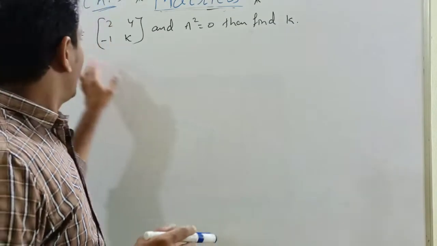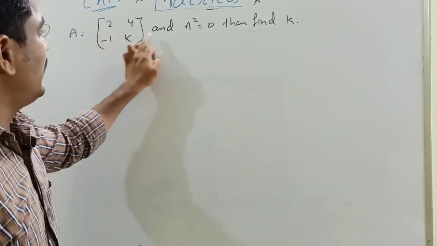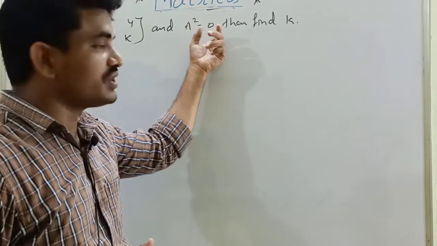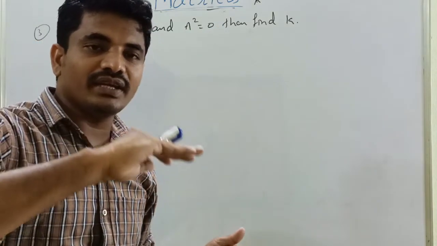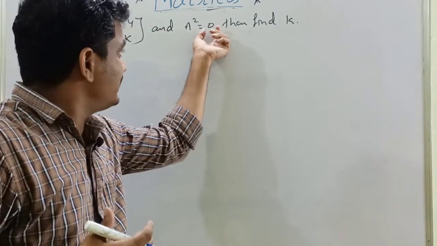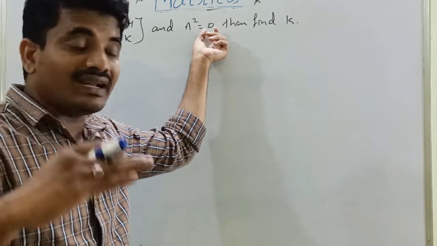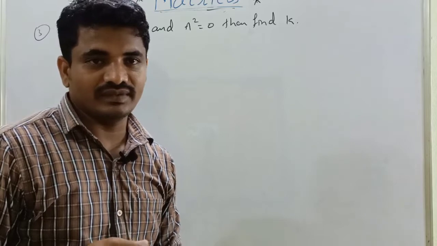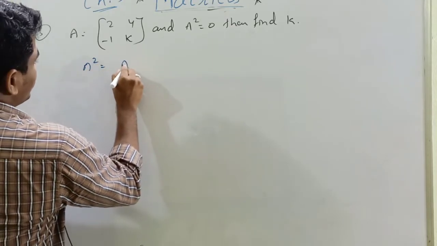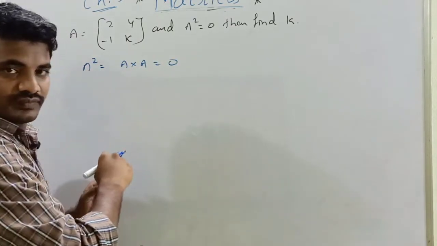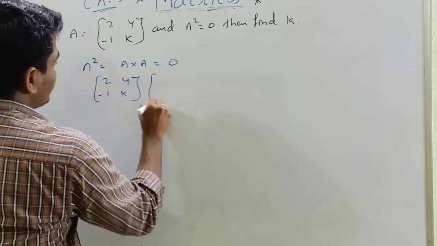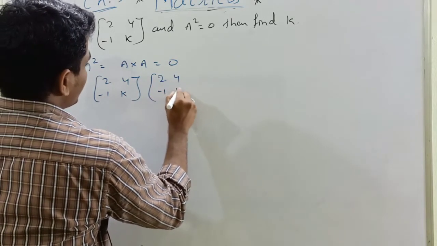Next question. If A equals [[2, 4], [-1, k]] and A square equals 0, then find k. A square equals 0 means that when matrix A is multiplied with itself, we get a null matrix. Then what is the value of k? So let's see. A square equals A into A, which equals 0. A is [[2, 4], [-1, k]], multiplied again with [[2, 4], [-1, k]].